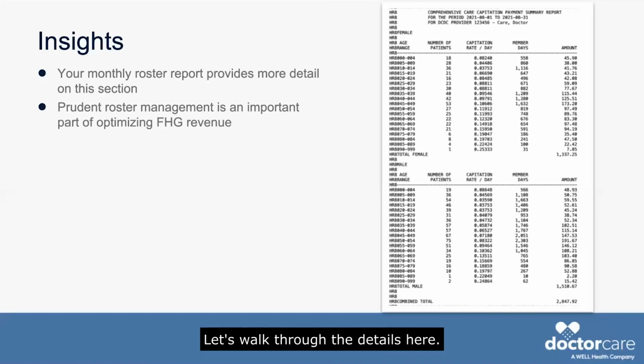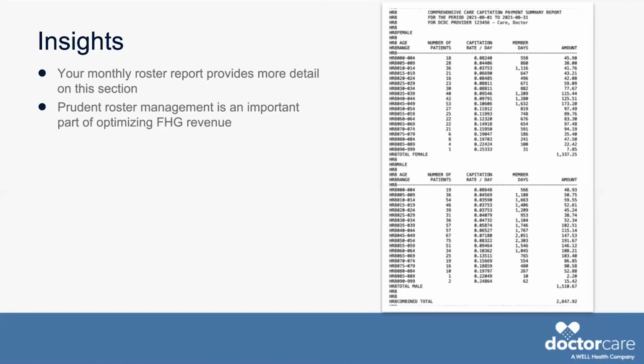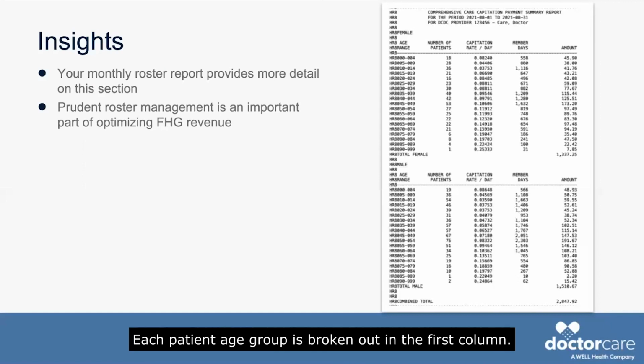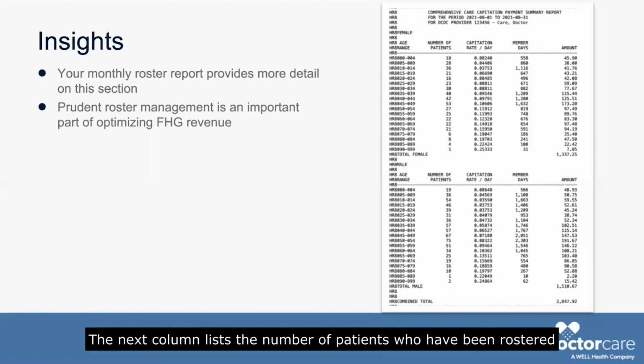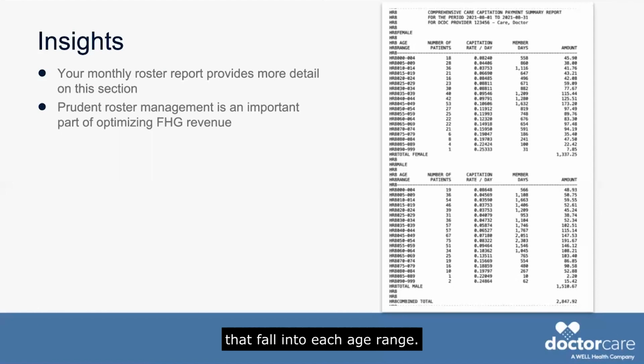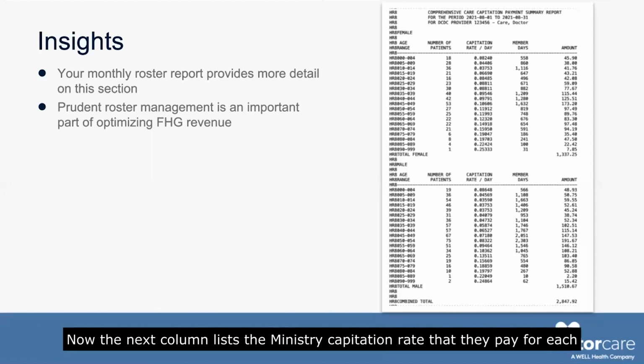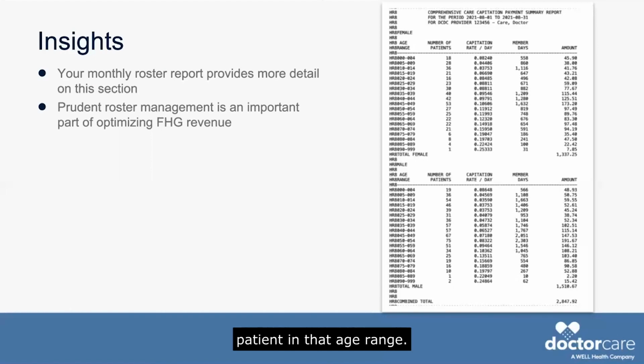Let's walk through the details here. Each patient age group is broken out in the first column. For example, ages 0 to 4, and then 5 to 9, etc. The next column lists the number of patients who have been rostered that fall into each age range. Now, the next column lists the ministry capitation rate that they pay for each patient in that age range.